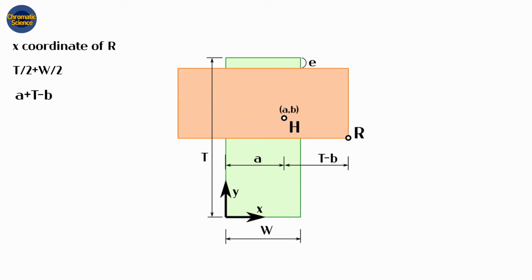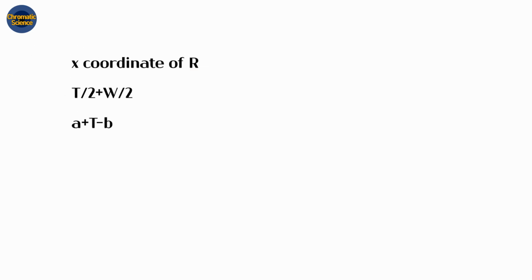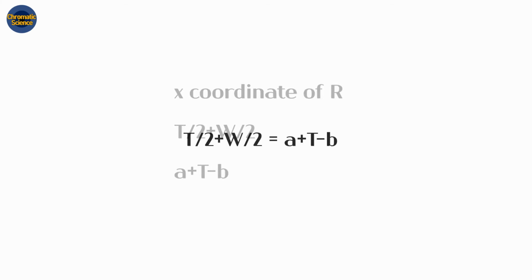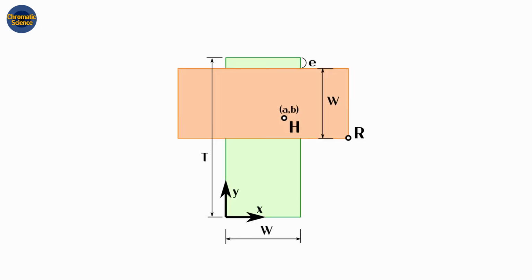Okay, we have two expressions for x-coordinate for point R. These should be the same. Now we have one equation. Well, we cannot solve this problem yet because we have only one equation, but we have two unknown variables, A and B. We need one more equation. This time, let's think about the y-coordinate of the point R. The total height is T, and this part is E, and this length is W. The y-coordinate of our point is T minus E minus W.